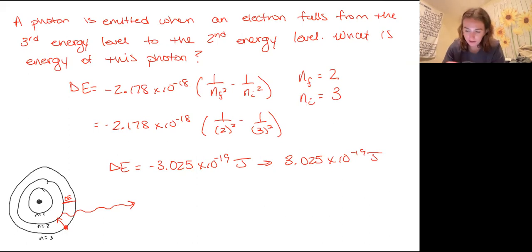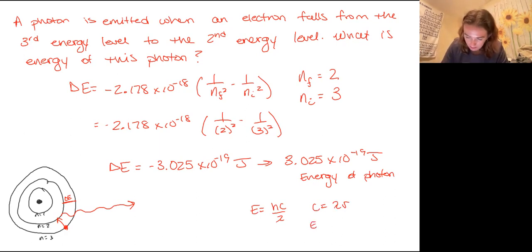Okay, and so now that you know the energy of this photon, I could ask you what the wavelength or what the frequency is. You can use your other equations, energy is equal to hc over lambda, to find your wavelength maybe, and then you can use c is equal to lambda times frequency to find your frequency. You could also use energy is equal to h times frequency to find your frequency. So once you have the energy, you can go back to those other equations that we had as well.